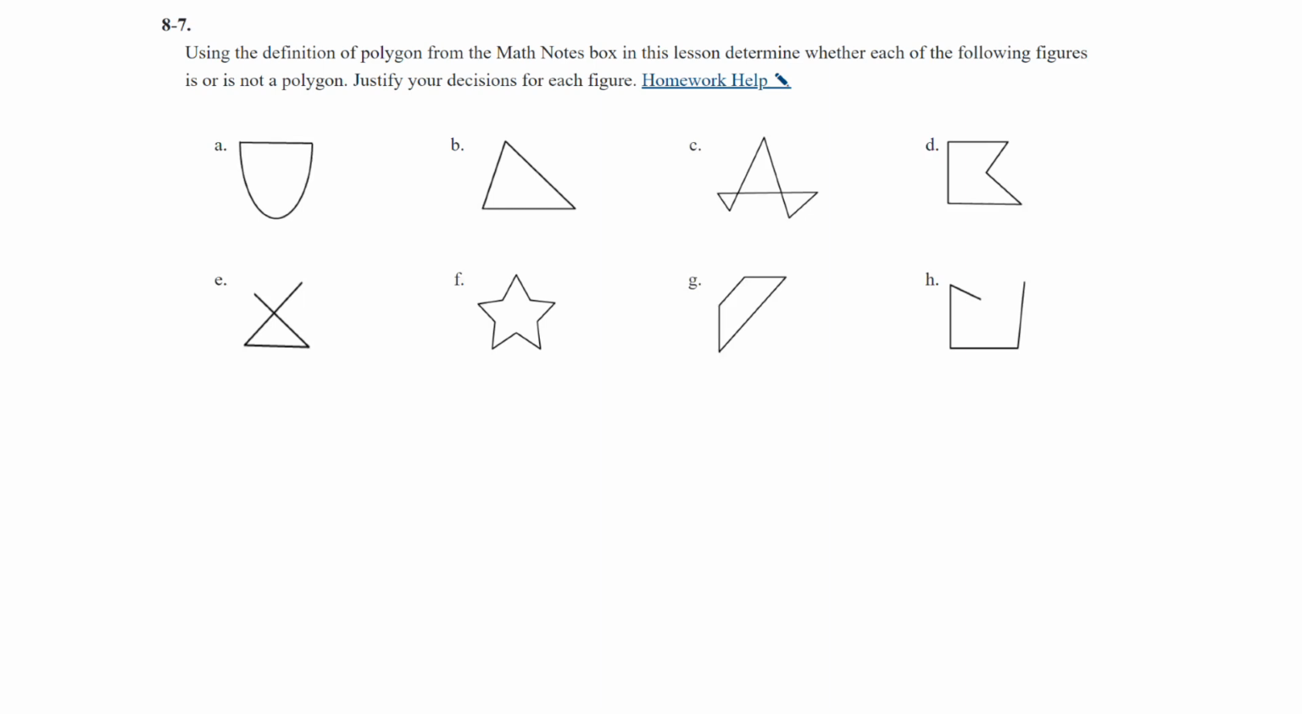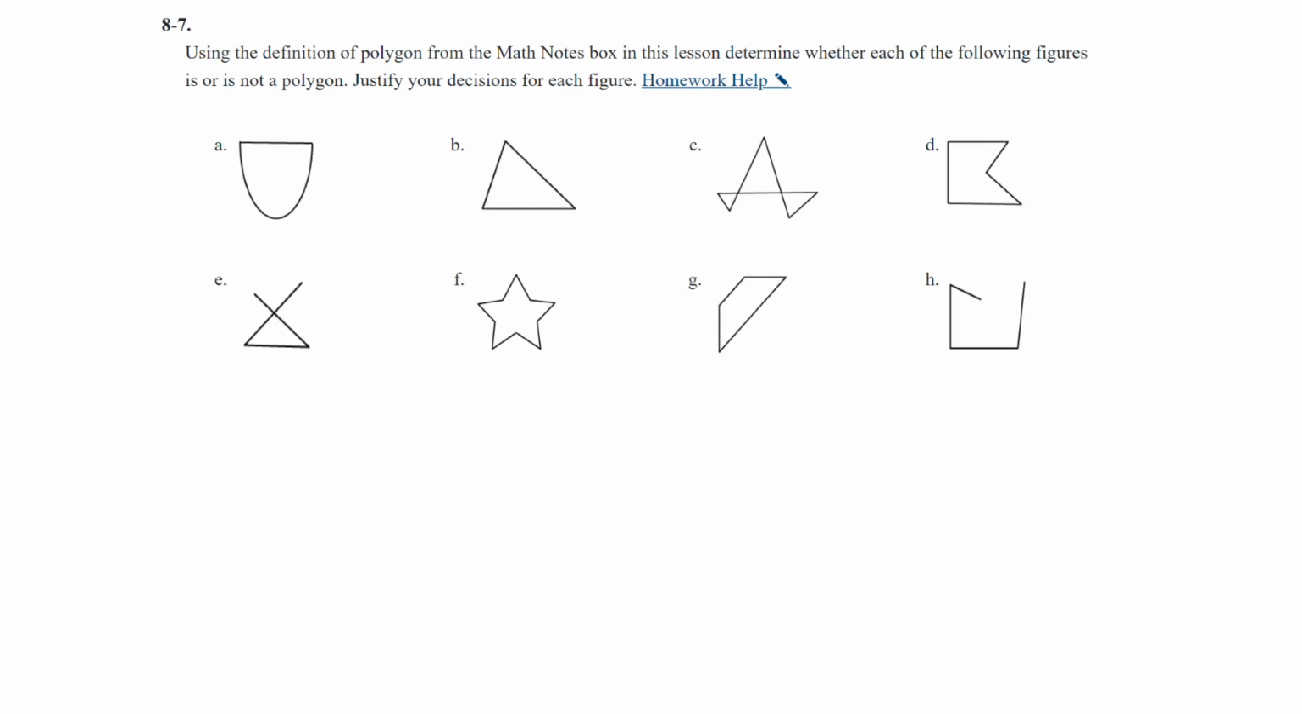It says, a polygon is defined as a two-dimensional closed figure made up of straight line segments connected end to end. These segments may not cross or intersect any other points. So go back to your math notes and look at that again, but once again, that's the definition of a polygon, and we're going to use that to help us identify whether these are polygons or not.